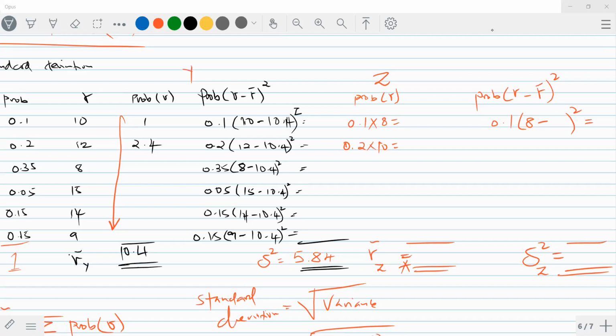Yes, David, that's the case, that's how we are dealing with it. R is a return, and R-bar is the mean return, or the expected return. The mean is the same as the expected return. Yes, that's how it should be, and that's what we're doing here.